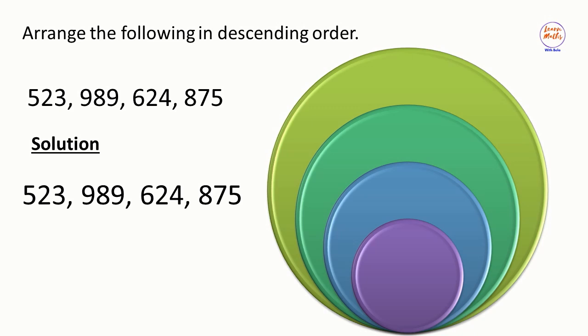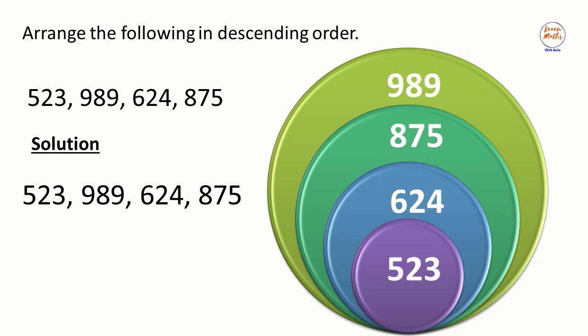Okay, now let's look at the first digits here. We have 5, 9, 6, 8. And don't forget the tip I told you. They are all 3 digits each, so you can just go straight to checking the first digits. If they are not all 3 digits, you may have to do some things before.